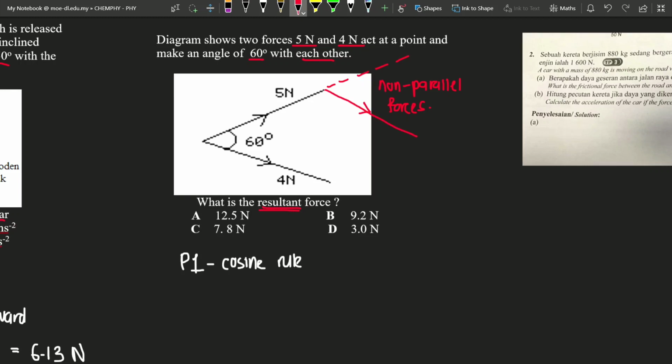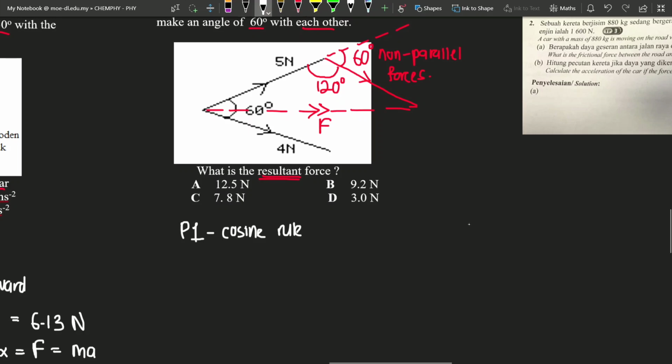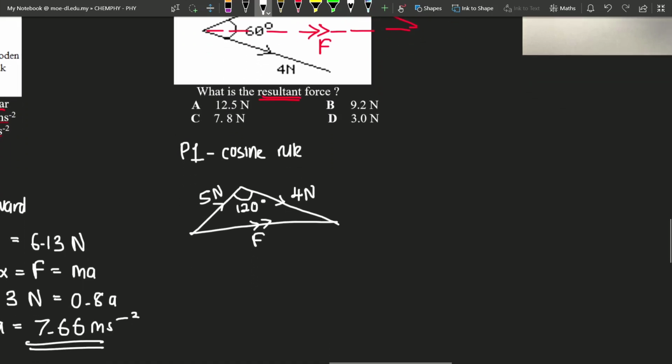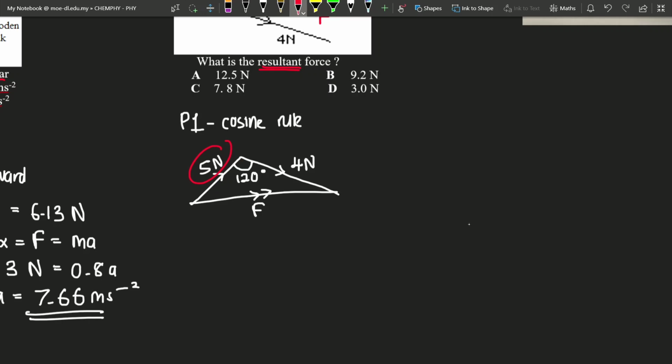Okay, so you guys tahu sini pun akan jadi 60 degree. So dekat sini 180 tolak 60, you guys know it is 120 degree. And you guys also know our daya paduan resultant force is this one. This is your resultant force. So kalau you guys perasan, kita ada satu segitiga like this one. This is 120 degree. This is 5 Newton. This is 4 Newton. And this is your daya paduan, resultant force. So you guys ada dua sisi yang sama and you got one angle.